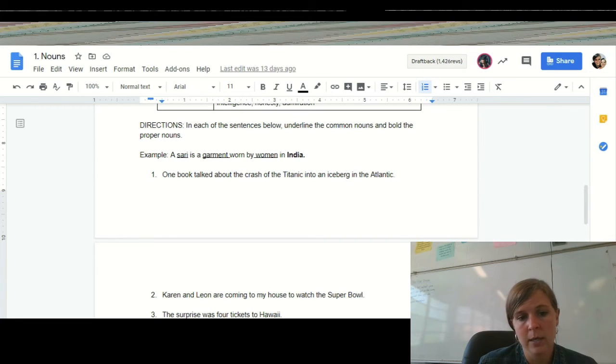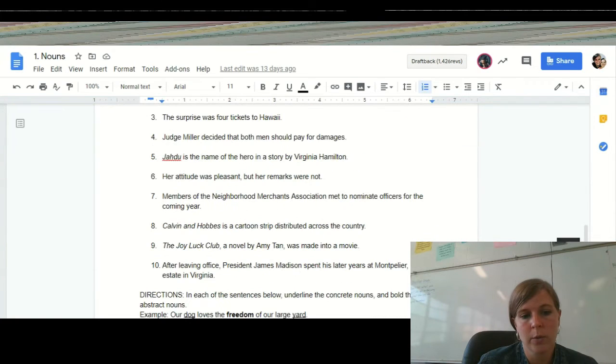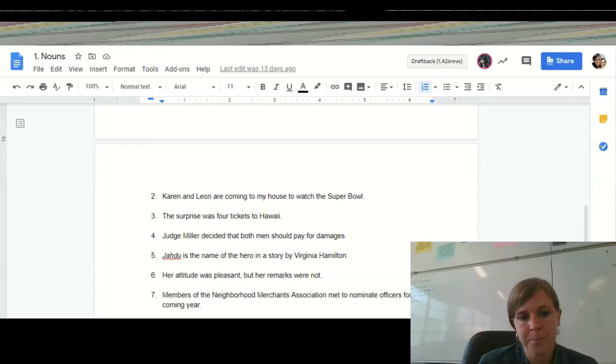Yes, it can be, but in this type of sentence, it is actually talking about the event itself. So crash would be considered a common noun. So again, you would underline book, crash, and iceberg. The proper nouns here, you have Titanic and Atlantic. So you'd either bold those or circle those.